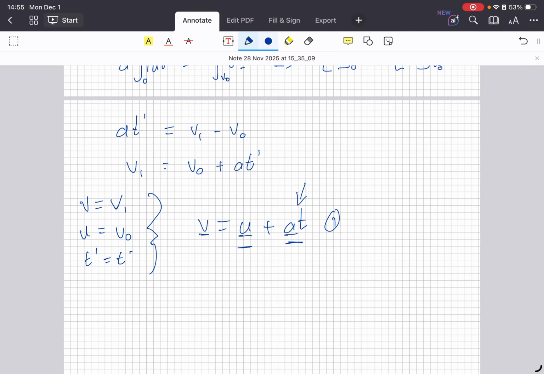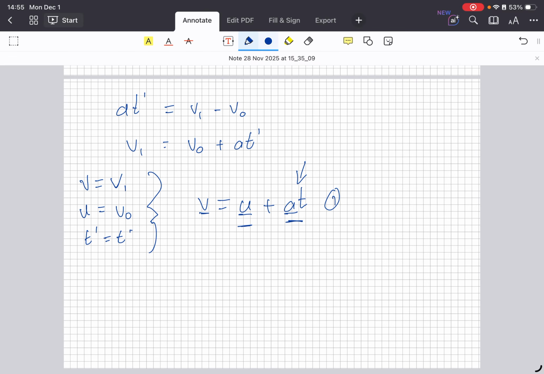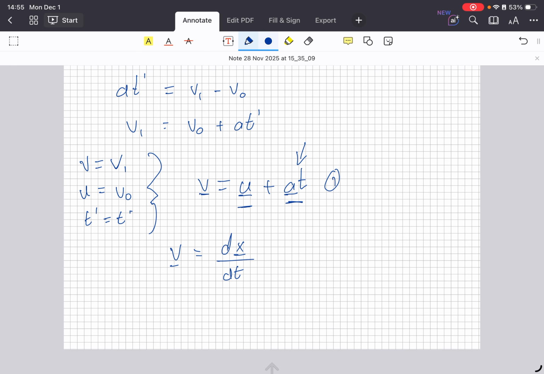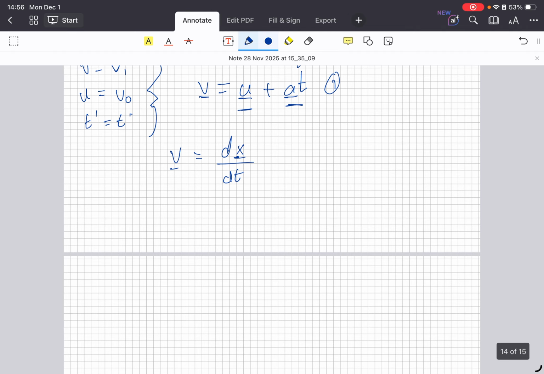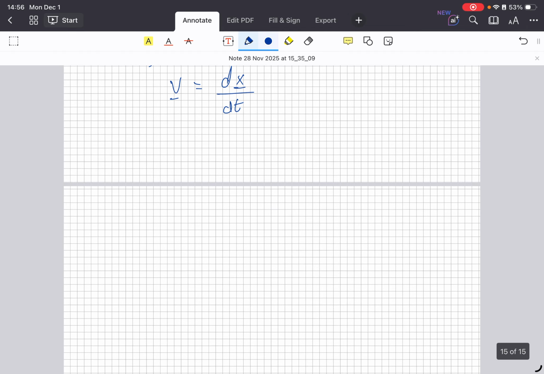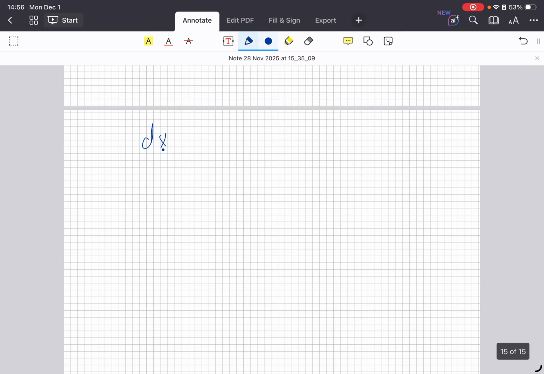But we can go further than this because of course we know that v is just equal to dx by dt, and we can go through the same process again. So if we rewrite what we have here, we have dx by dt is equal to u plus at. And again, we can integrate both sides with respect to time.